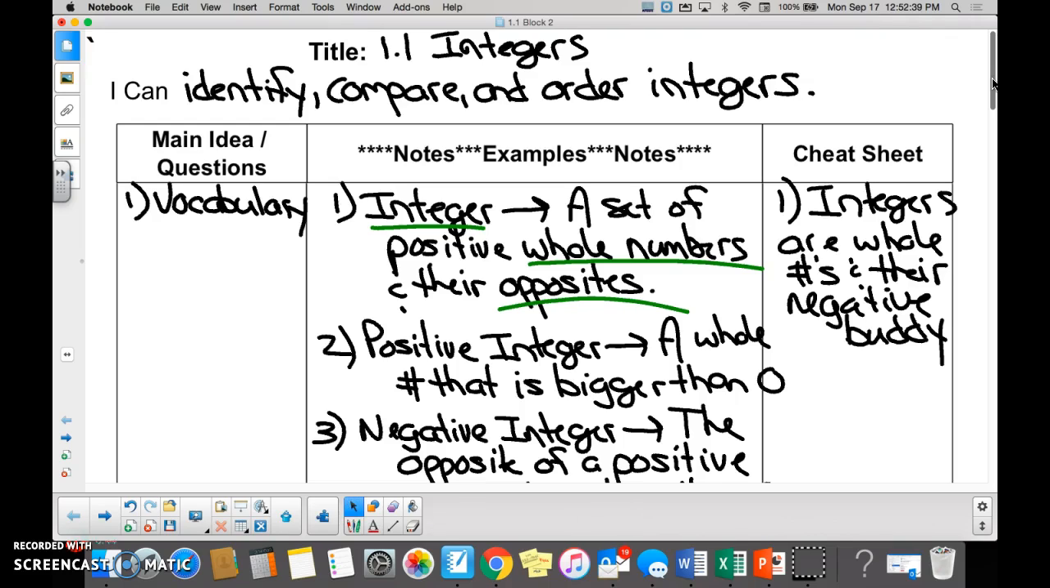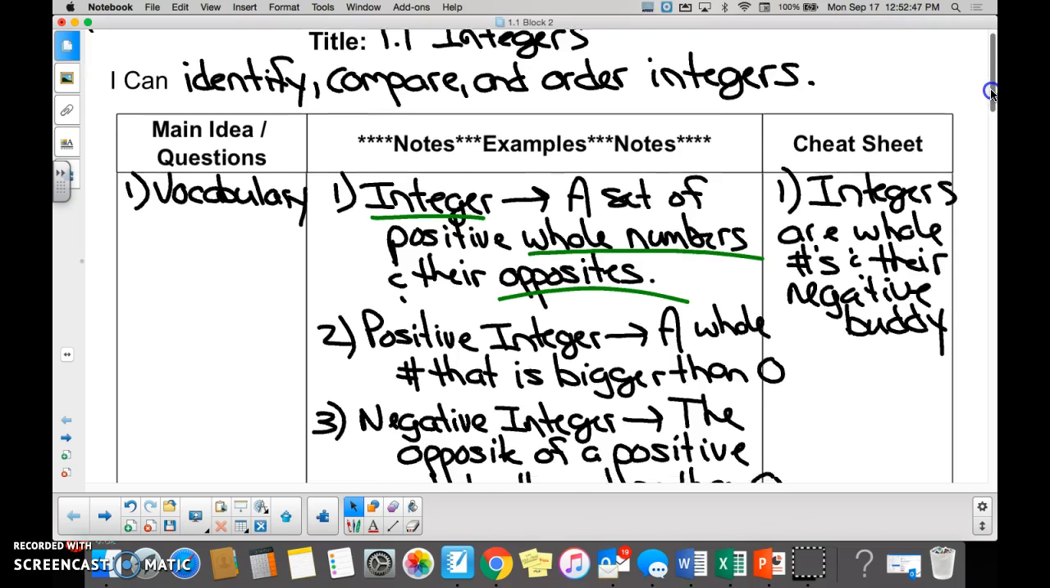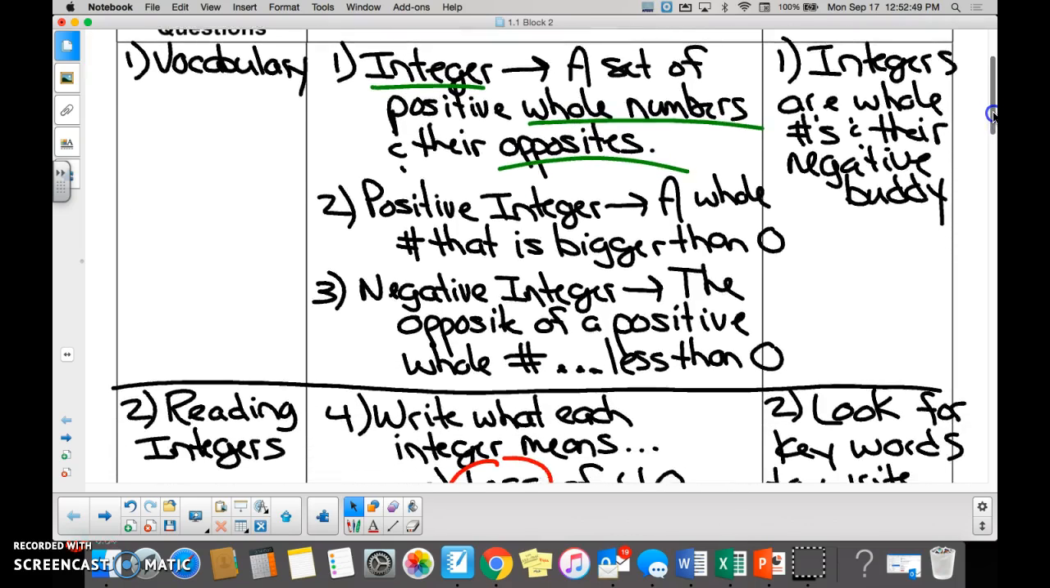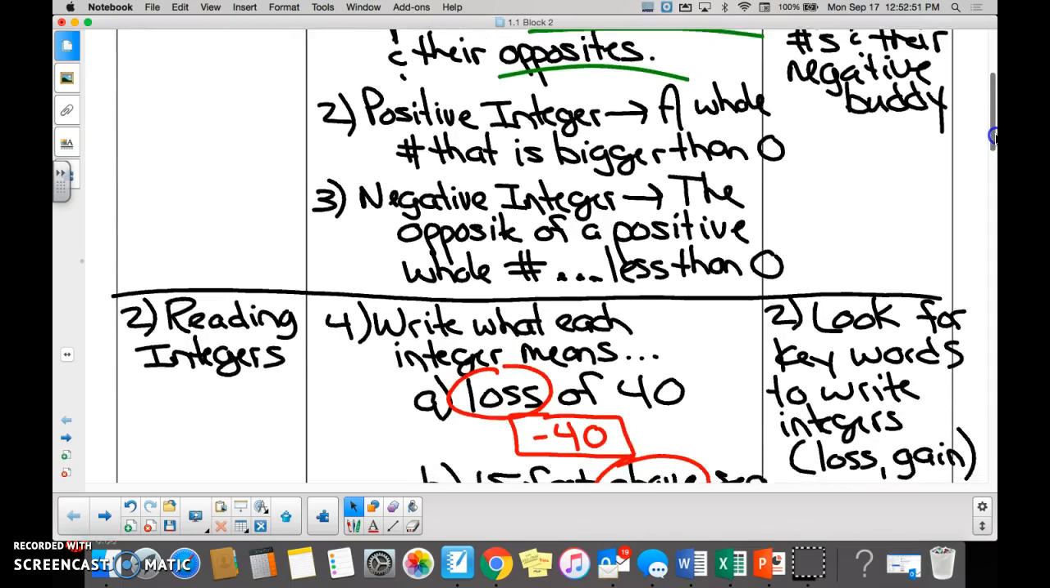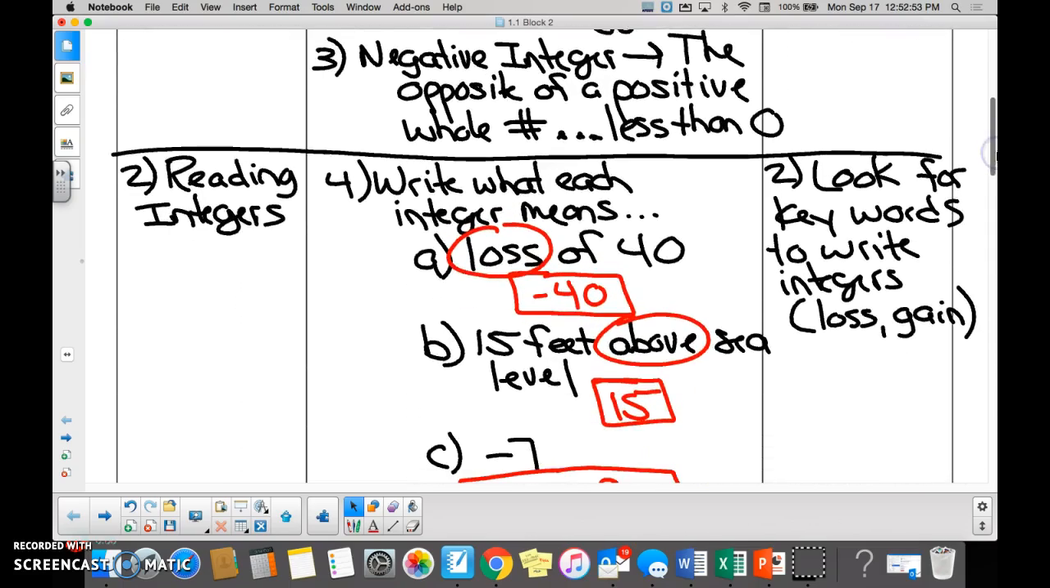So if I give you the number 7, the integer of 7, what's the opposite of 7, everybody? -7. Okay, cool. Do you guys get how this works? So positive integer, negative integer, above 0, below 0. I'm going to skip through that one. Number 2 is kind of a big one.